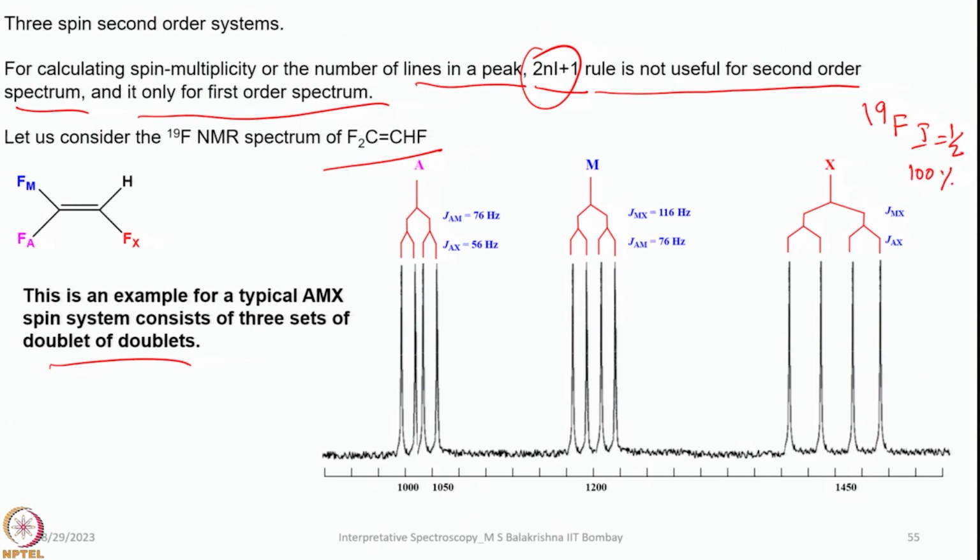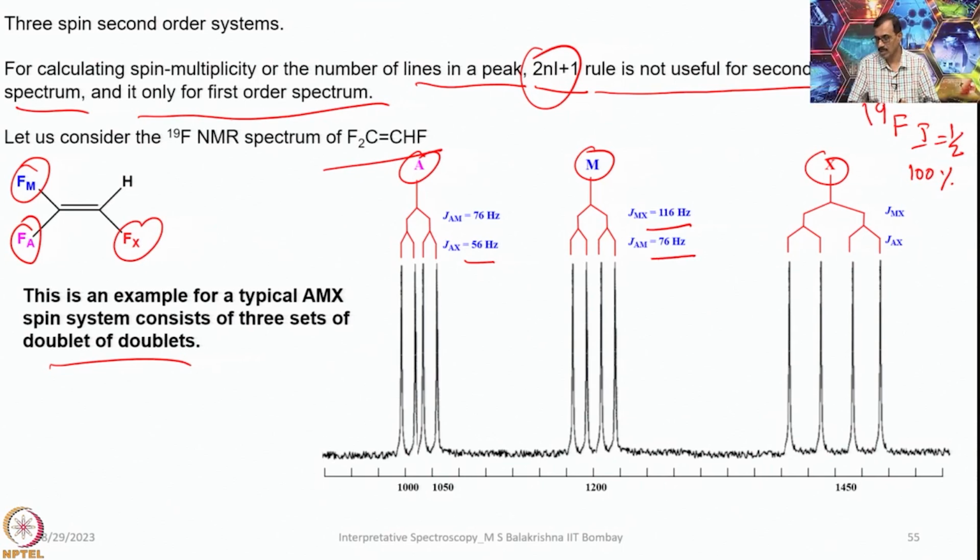Now if you look at FA, we have a doublet of doublets, FM a doublet of doublets, and FX a doublet of doublets, and the corresponding couplings are given. The MX coupling is larger, being the trans coupling, and then the AM coupling is 56 hertz, and the AX coupling is 76 hertz. So you can see this appears like a first order spectrum.